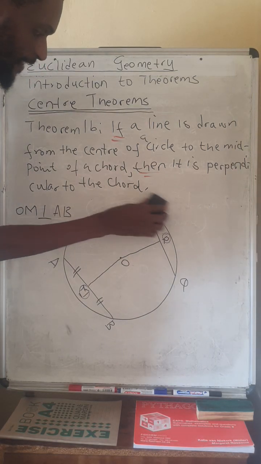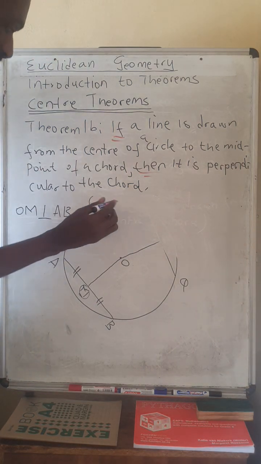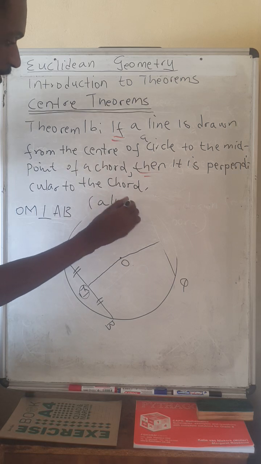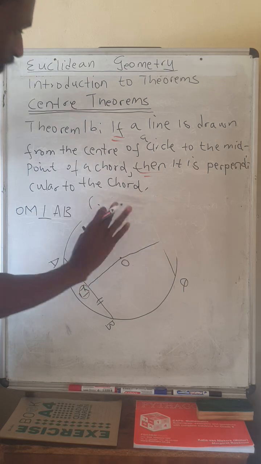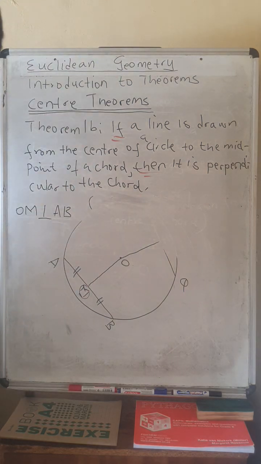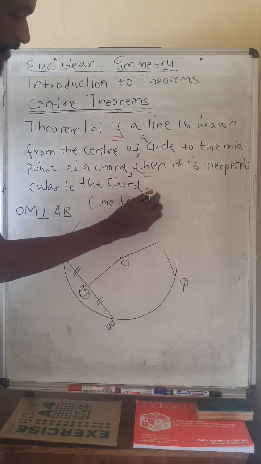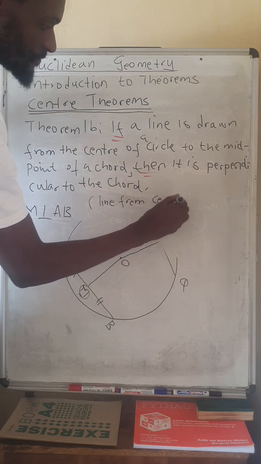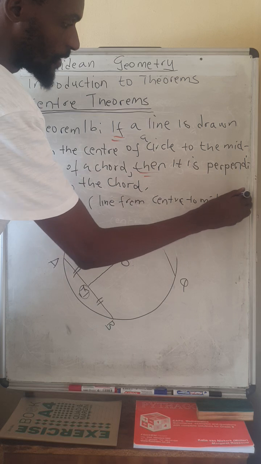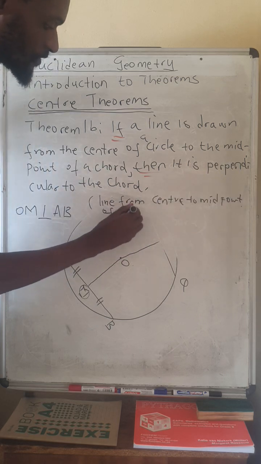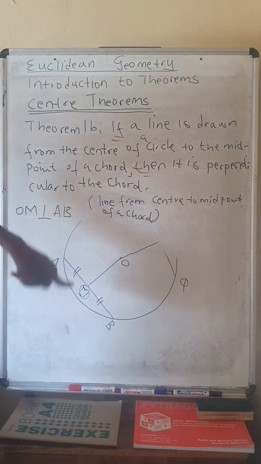So the condition becomes the reason for reaching a conclusion. So I'm going to say what? A line from center. Actually, you don't need to write a line. We simplify the condition. We don't write it in full. So I can just say: line from center to the midpoint of a chord. Then that becomes what? A reason. So that's how you're going to reason for this conclusion.